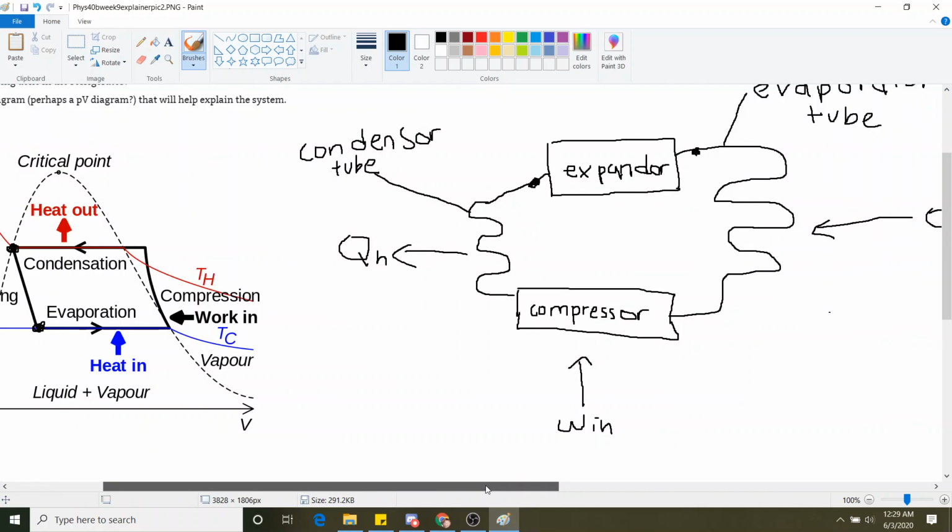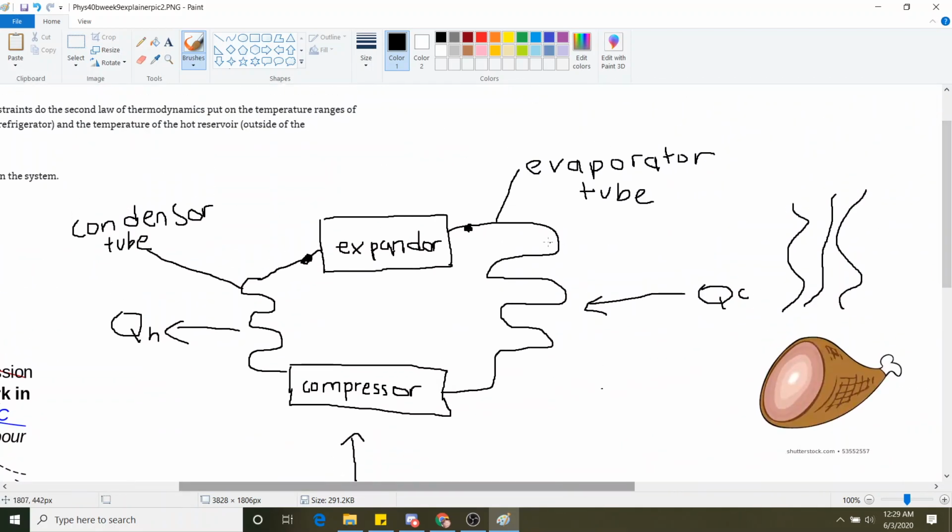After it exits the expander, it will go through the evaporator tube, and because it is now lower temperature than the inside of the refrigerator, it will absorb the heat from the inside of the refrigerator to contribute to the vaporization process. So at the end of the tube, before it reaches the compressor, it is all vapor because it took the heat energy from the inside of the refrigerator. That's how it keeps all of your food cool.